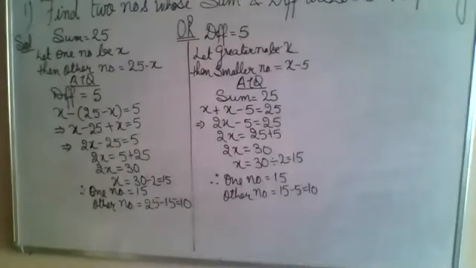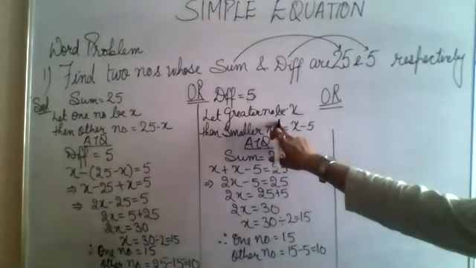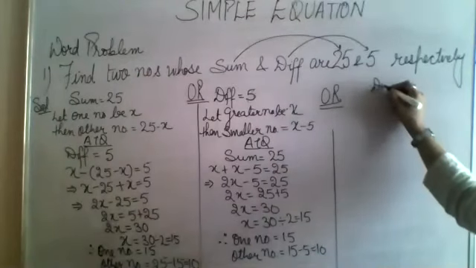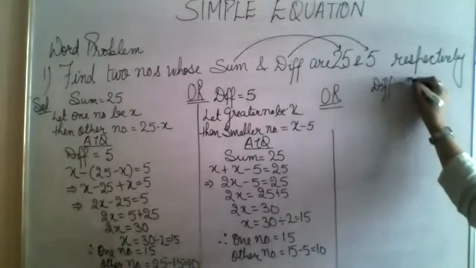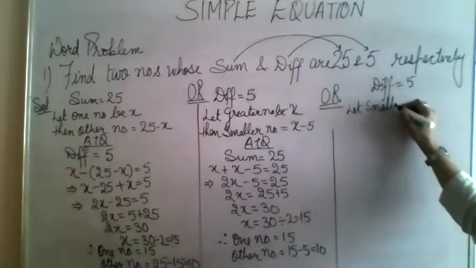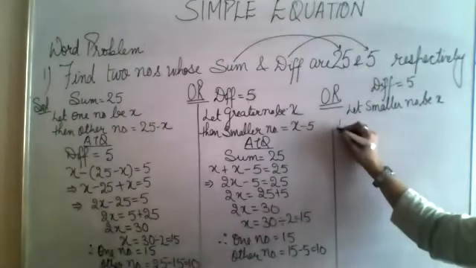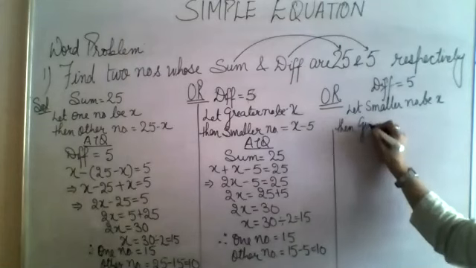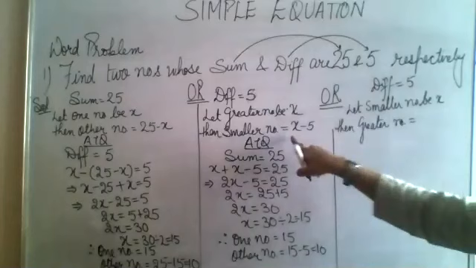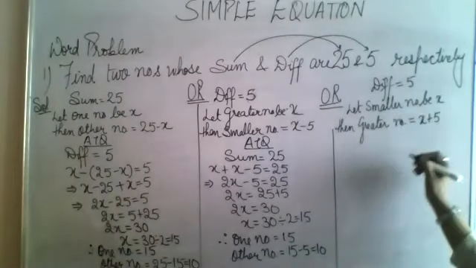There is one more way also. As we have supposed here greater number x, you can suppose smaller number x, based on difference only. So let smaller number be x. So you will find that there are many options to do these type of questions. Here we have done x minus 5. Here we will do x plus 5.